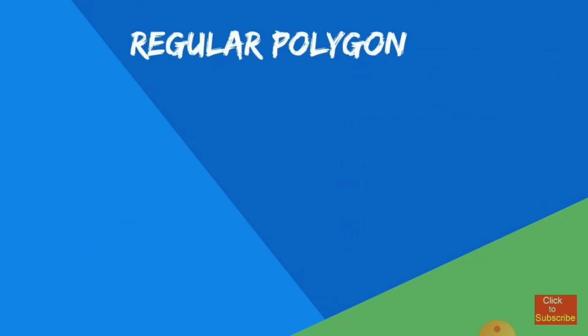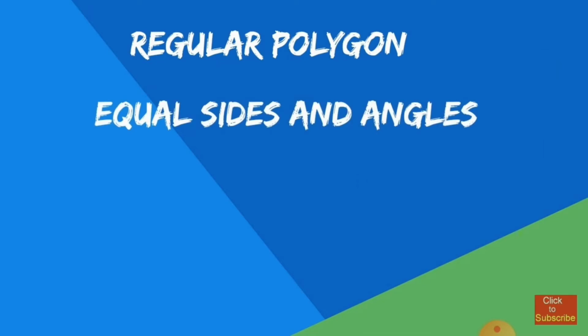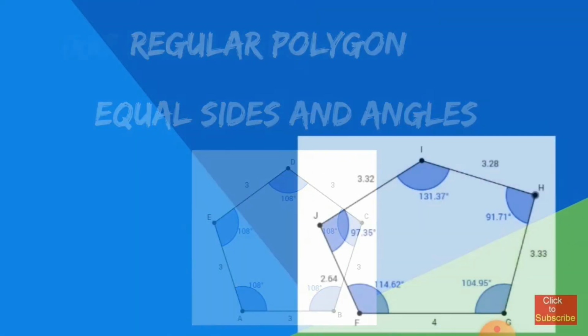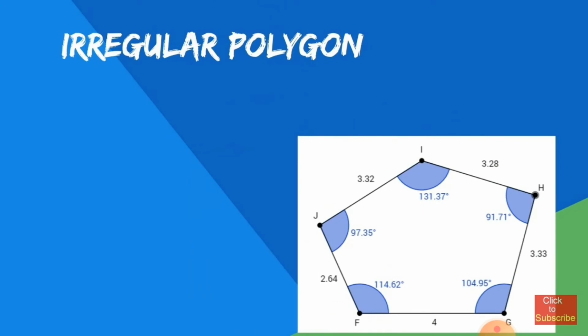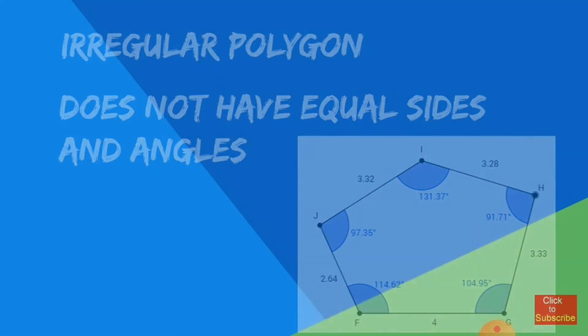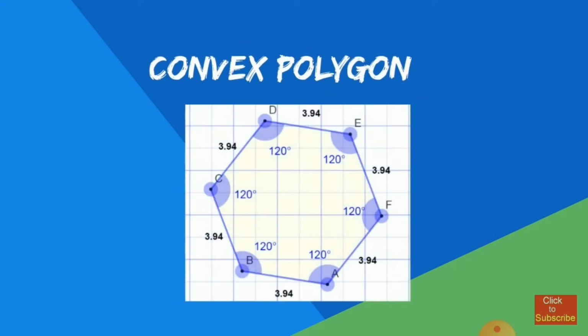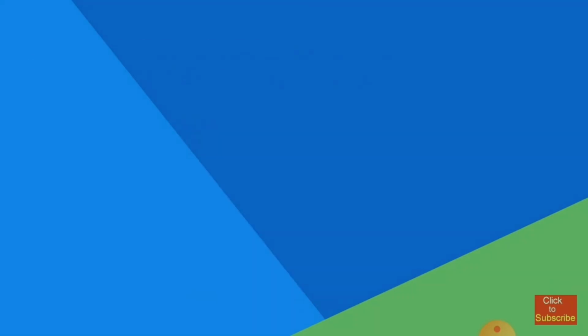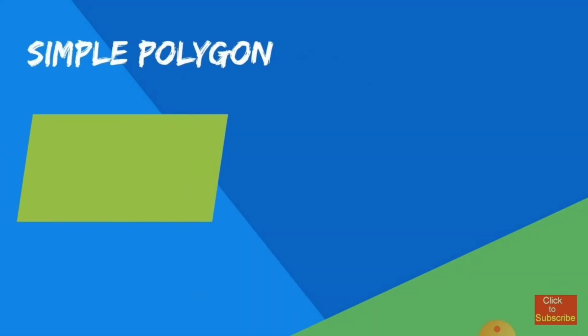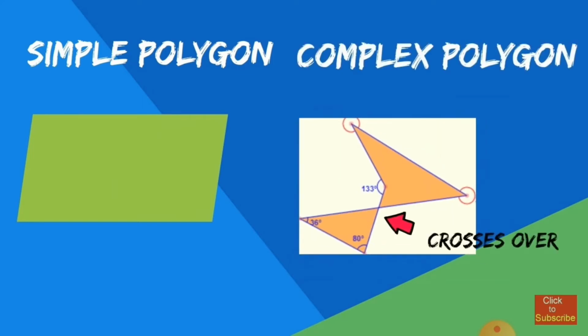There are different types of polygon. First, we have regular polygon. It has equal sides and angles, so all are equal. For the irregular polygon, it does not have equal sides and angles, the opposite of regular polygon. Third, concave polygon. One angle measures more than 180 degrees. For convex polygon, all angles measure less than 180 degrees. For the simple polygon, their sides never cross over. Unlike the complex polygon, where 1 or 2 more sides cross over.